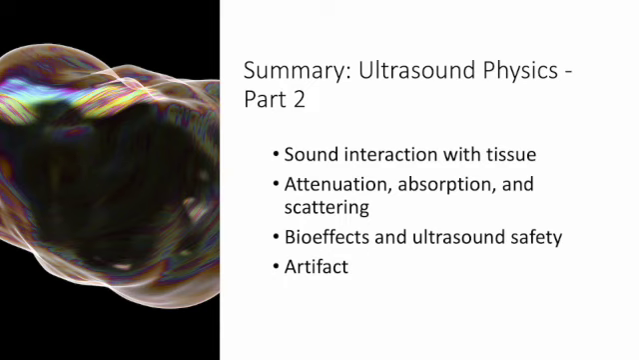We talked about attenuation and how absorption and scattering cause the general weakening of the ultrasound beam intensity as it propagates through a tissue. We talked about how the absorption and scattering generate heat and reactive oxygen species and mechanical stress that does have some bioeffect and some safety concerns that we need to be mindful of as we utilize this technology. And lastly, we talked about artifact and gave you some examples of the different types of artifact you may encounter when performing exams.